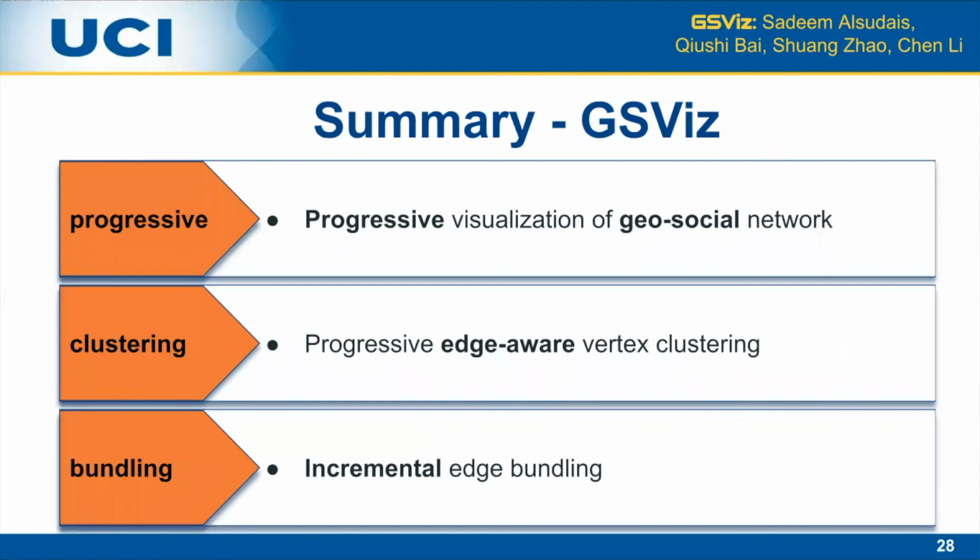To summarize, we presented GSViz, which is a middleware solution to progressively visualize a geosocial network. We also presented 2 of our techniques, the progressive edge-aware vertex clustering and the incremental edge bundling using a PB tree index-like structure.